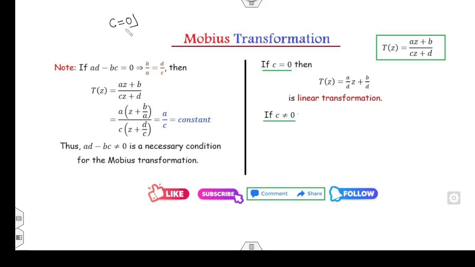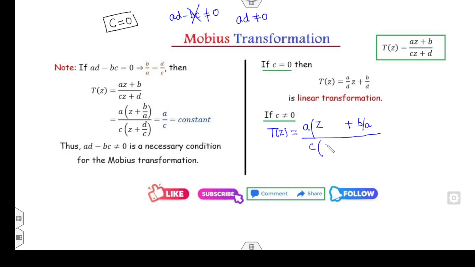Furthermore, because C is equal to 0, the expression AD minus BC is non-zero, since this number is 0, which means AD is non-zero. Second case, if C is not equal to 0, then you can write the quantity again. I can take A as common, so it is Z plus B over A. Similarly, from the denominator, I can write C times Z plus D over C. Now, because the degrees of the numerator and denominator are the same, I can add D over C and subtract D over C.